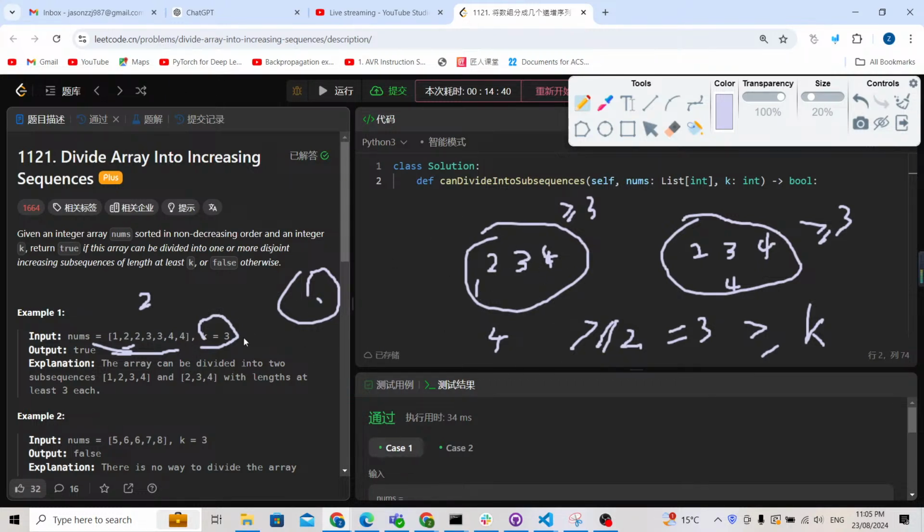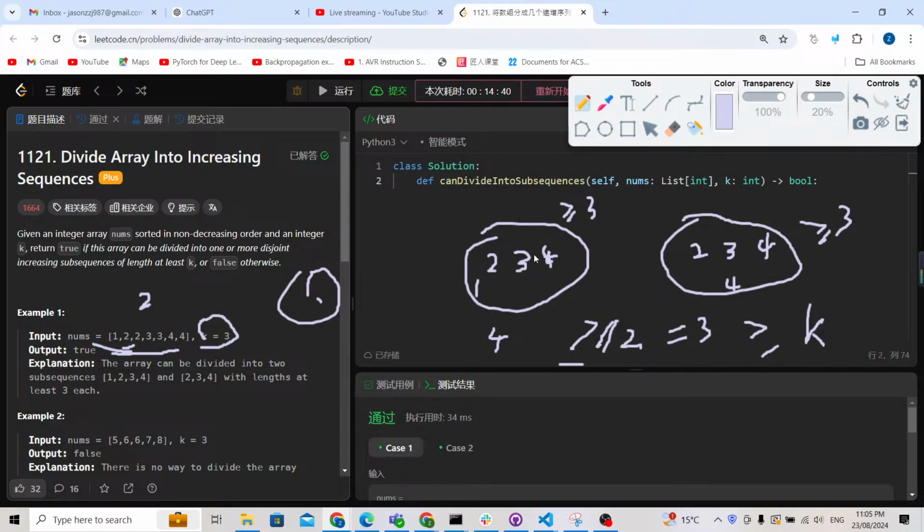So the greedy idea is that we're going to check the total numbers. The total number is going to be 7, and we can split it at most into 2 parts, because we want to keep each part more than or equal to 3.